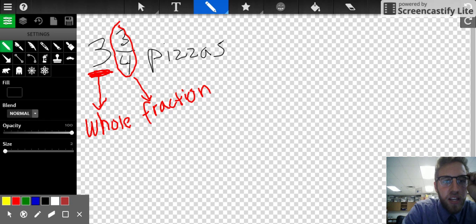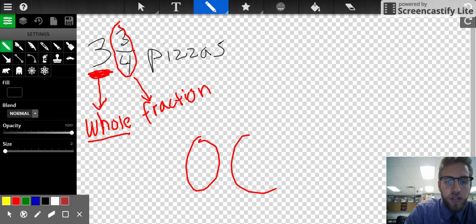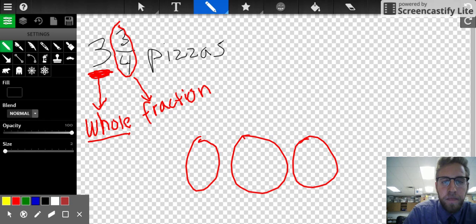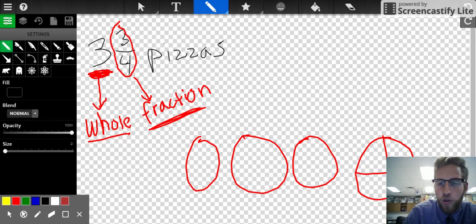So if we have 3 3/4 pizzas, we have 3 whole pizzas. 1, 2, 3. And then we also have 3/4 of a pizza, which is our fraction. So if we have 3/4 of a pizza, you know that bottom number means there's going to be 4 equal slices. And the 3 on top means we're going to use 3 of these slices here.